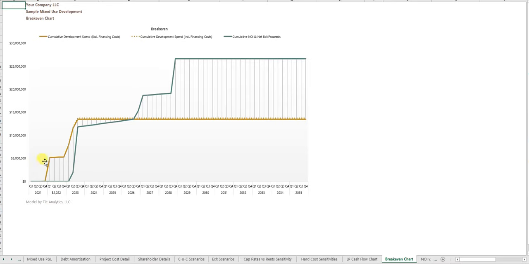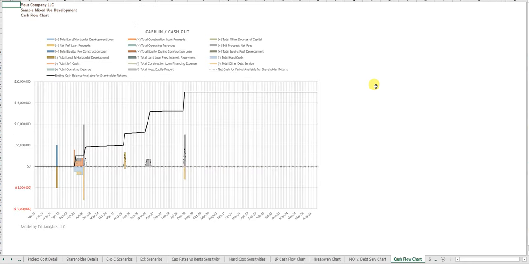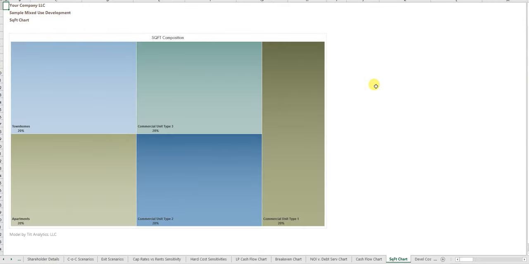A break-even chart showing in the yellow your cumulative development spend. The dotted line is including financing cost. The green is the total returns in the project. NOI versus debt service, very useful. Total ending cash balance if you exclude distributions to investors.